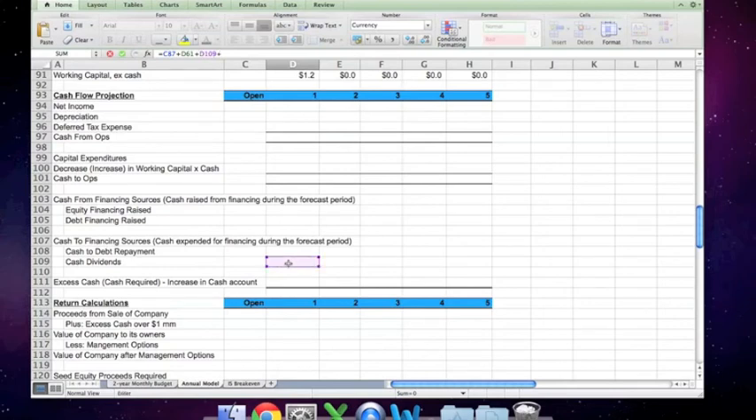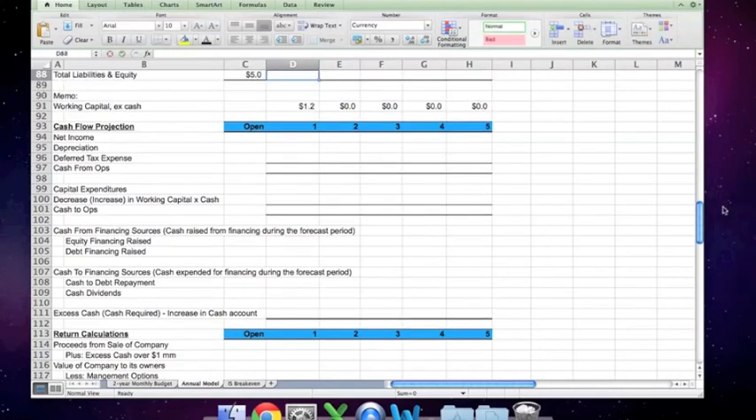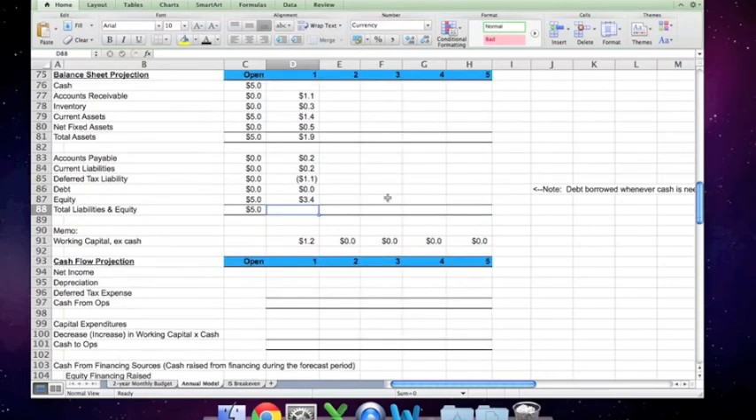And there's another source of equity, and that is if equity financing is raised. So those are the four items that go into the equity account in this simplified model. And we finish it off by copying the total liability sum and equity sum and pasting it forward.